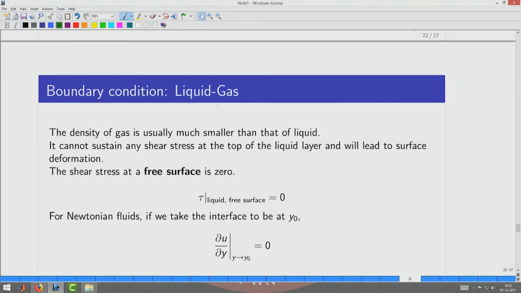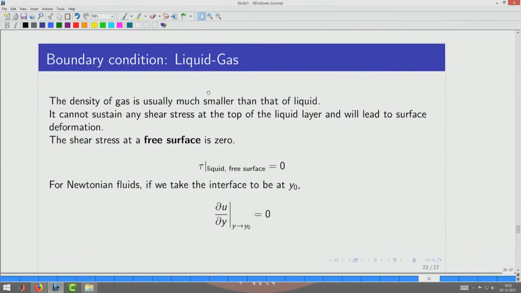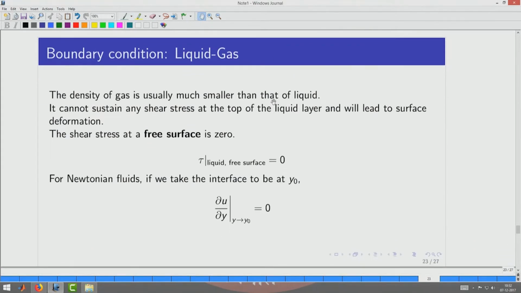Now, sometimes we also have, in metallurgical scenarios, the liquid actually exposed to gas. So, we are interested in how much oxygen pickup is happening, how much hydrogen removal is happening, etc. So, in all those situations, the liquid is actually having a boundary with the gas, and that can be handled by using the boundary condition here that the shear stress is 0 at the boundary of liquid and gas.